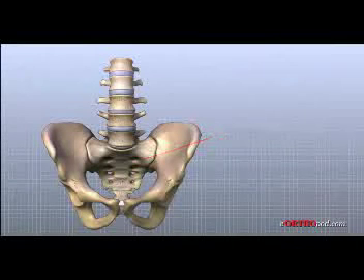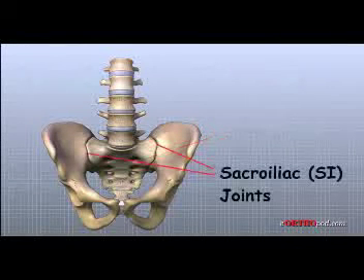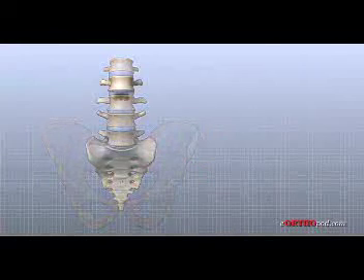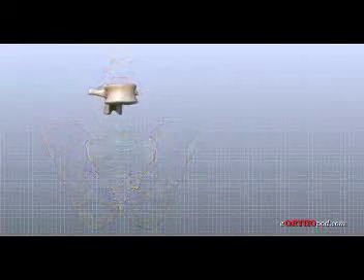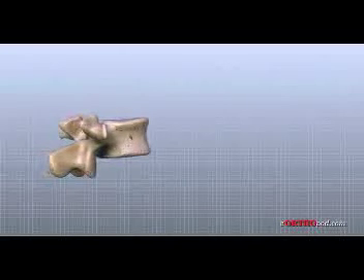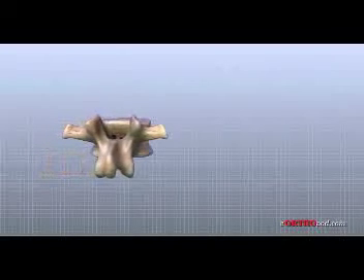There is a joint on each side of the sacrum that connects the sacrum to the pelvis. This joint is called the sacroiliac or SI joint. Each vertebra is formed by a round block of bone called a vertebral body. The lumbar vertebral bodies are taller and bulkier compared to the rest of the spine.